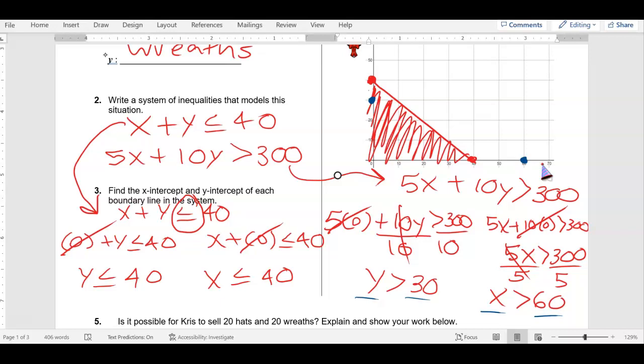Before we graph it, let's find out what kind of line. So greater than is, like she said, dashed, okay? Greater than is not underlined, so go ahead and connect that with a dashed line.